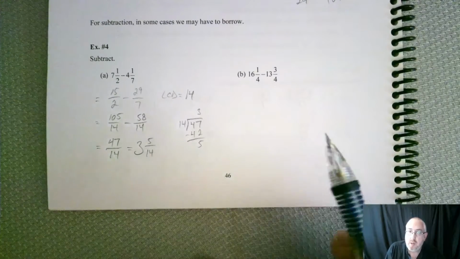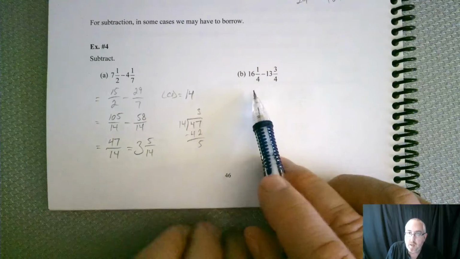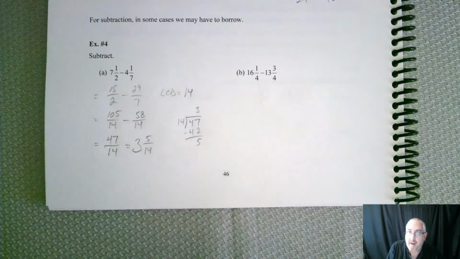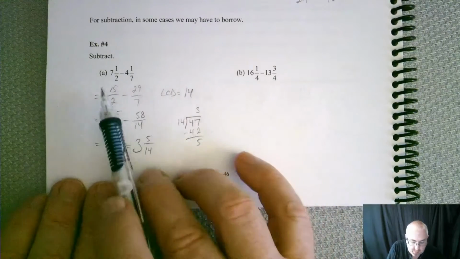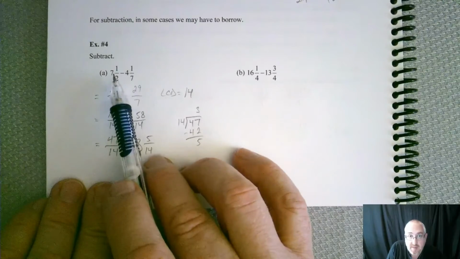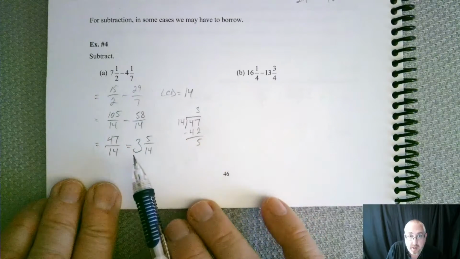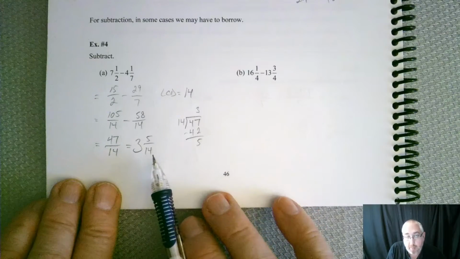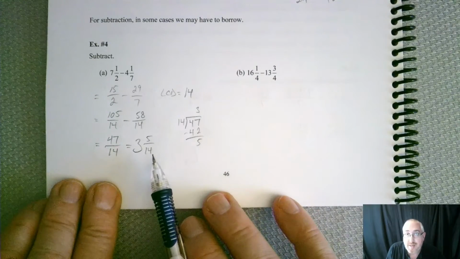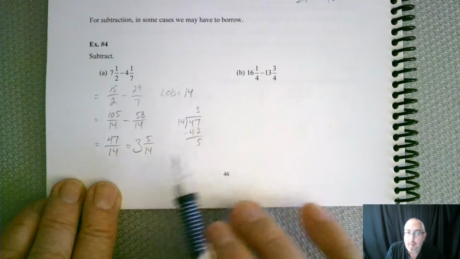Now, let's take a look at this one. When you're subtracting the whole numbers and subtracting the fractions, sometimes it'll work fine. Like in this case, we could have done that. 7 minus 4 is 3, and then 1/2 minus 1/7 would probably give you the 5/14ths. It'd have to. Now, but look at this problem.